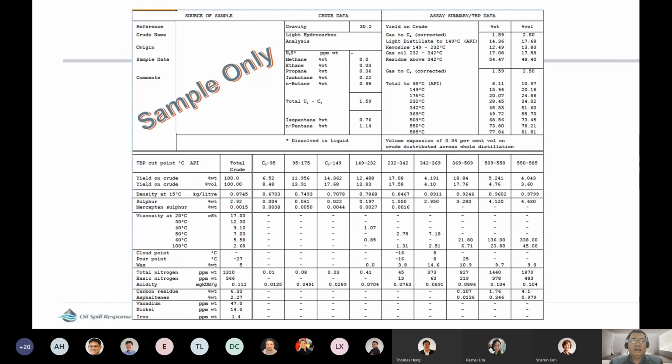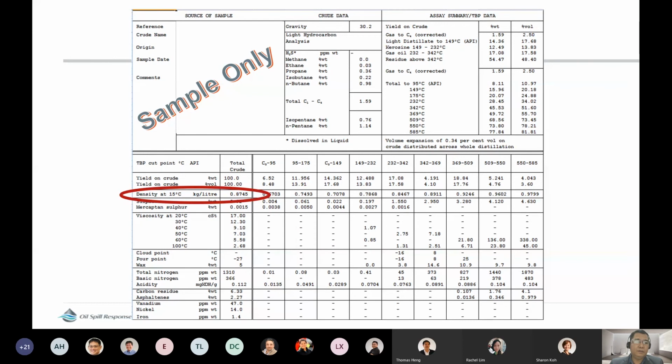Okay, to better understand our enemy, the oil in the form of an oil spill, what I have here in front of you is an example of an oil laboratory report, which contains a lot of oil properties. But we don't need to understand all of these properties. We just need to understand the properties which are relevant to oil spills.